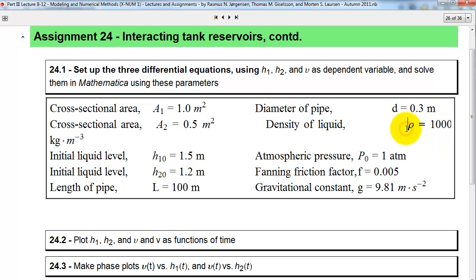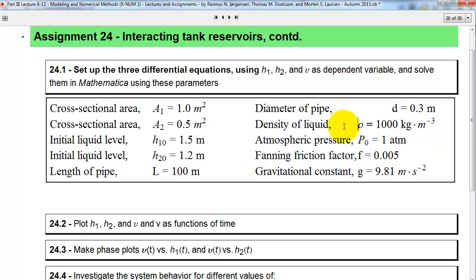I don't know what happened here. Let's see. That helped. Like this.